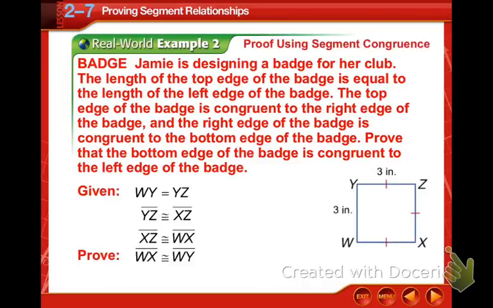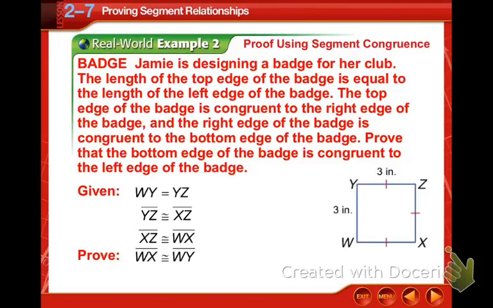So here we have Jamie designing a badge for her club. The length of the top edge of the badge is equal to the length of the left edge of the badge. The top edge of the badge is congruent to the right edge of the badge. And the right edge of the badge is congruent to the bottom edge of the badge. We need to prove that the bottom edge of the badge is congruent to the left edge of the badge.